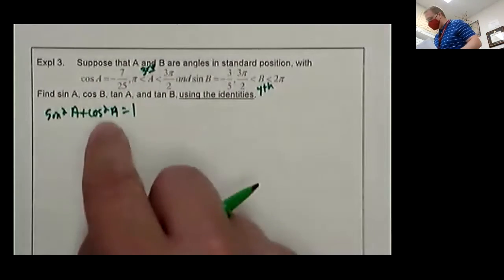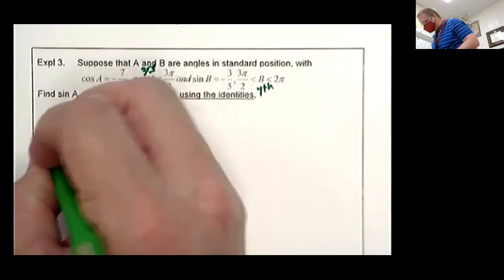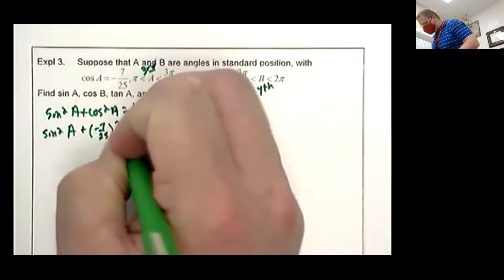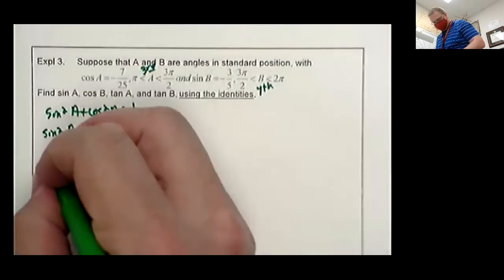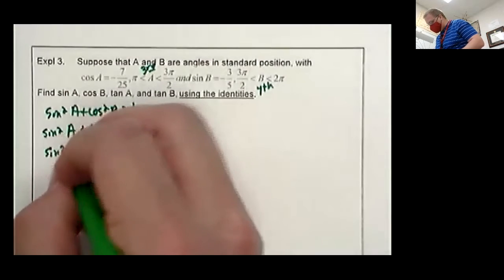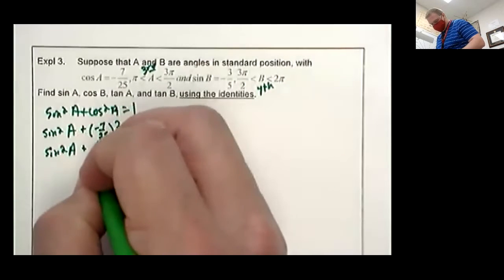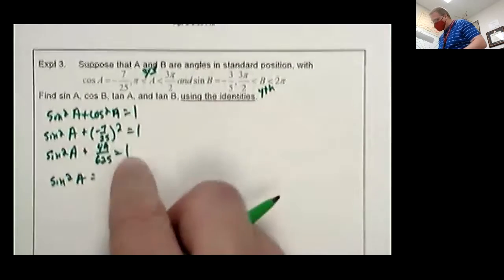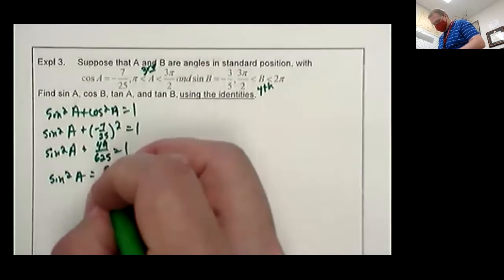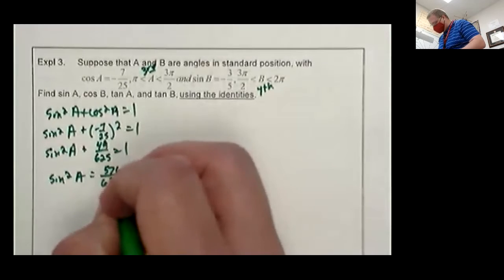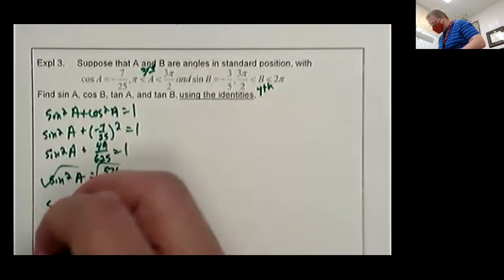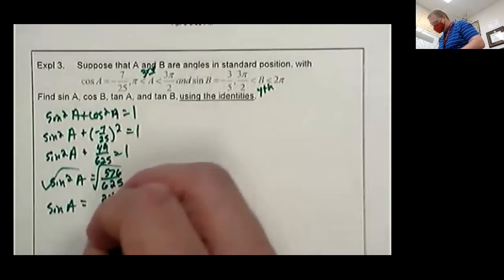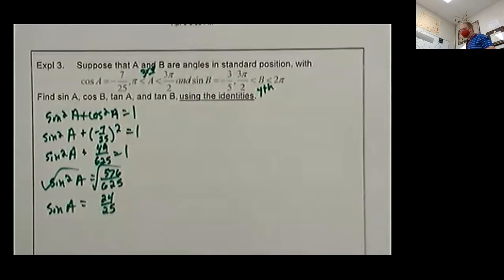And we know cosine of A is negative 7/25. So that gives us sine squared of A plus negative 7/25 squared equal to 1. That gives us sine squared of A plus 49 over 625 is equal to 1. We can solve then for sine squared of A. 1 minus 49 over 625 is 576 over 625. Square root both sides. Therefore, sine of A has to be 24/25. We know that's a plus or minus from the square root.